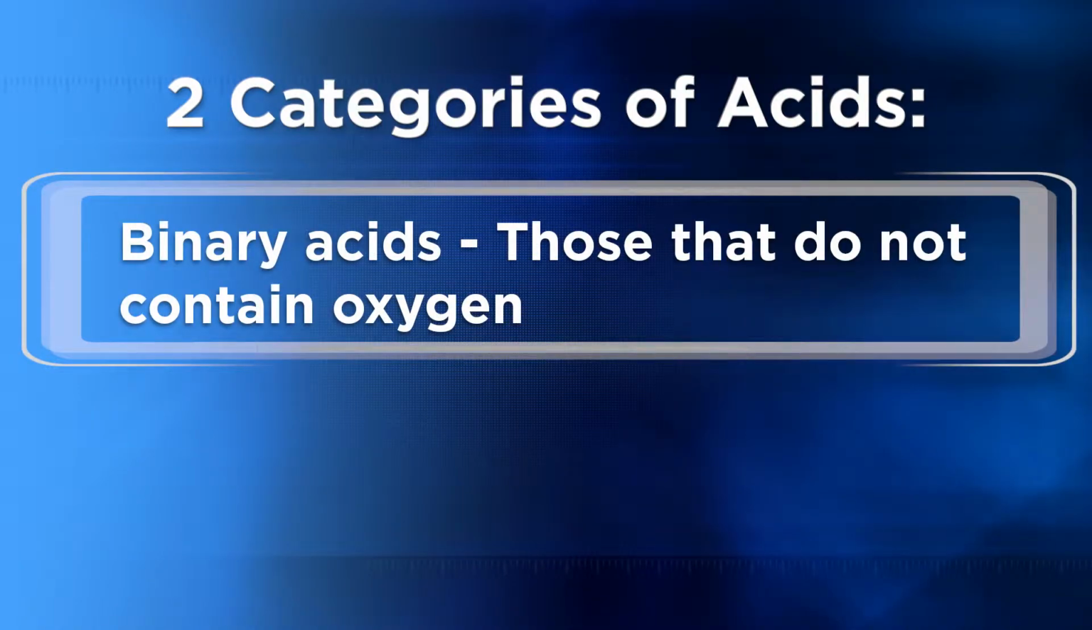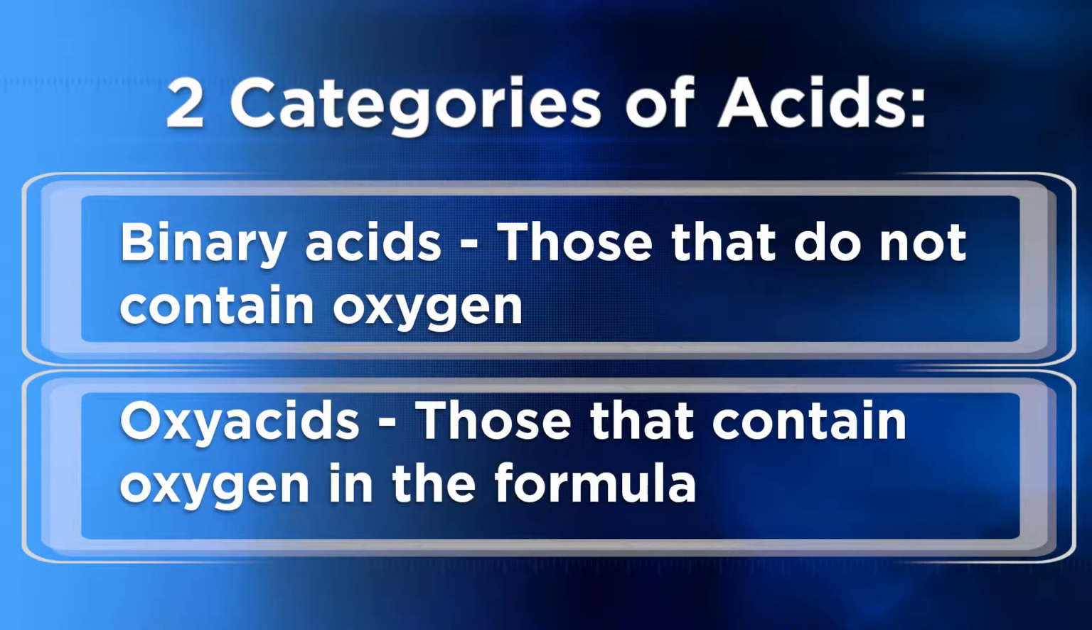We can think of acids as falling into one of two categories: binary acids that do not contain an oxygen in their chemical formula, and oxyacids, those that do contain an oxygen in their chemical formula. These two categories of acids have different rules for naming them.